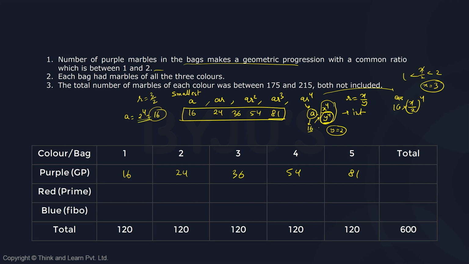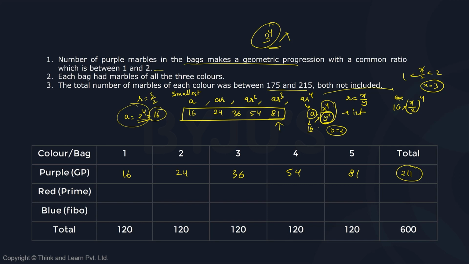The question also says that the total number of marbles is between 175 and 215. If you add these, this will give you 211. So obviously, if you take any other number of the form 3 to the power 4, it's clearly ruled out because the sum will definitely be more than 215, for the increasing GP. We are talking about the smallest number again, right? Also, if you take a 3 to the power 4 type of number, it will become a decreasing GP, and the common ratio will not be between 1 and 2. Okay, so we have fixed this.